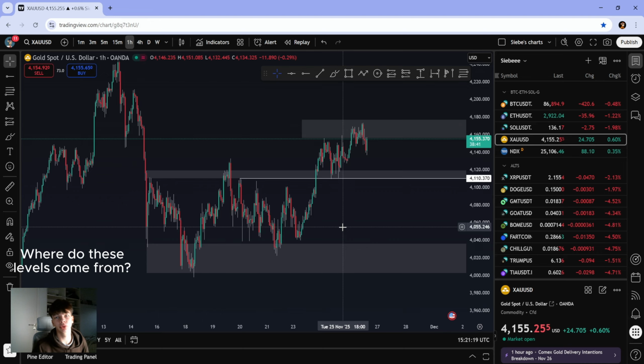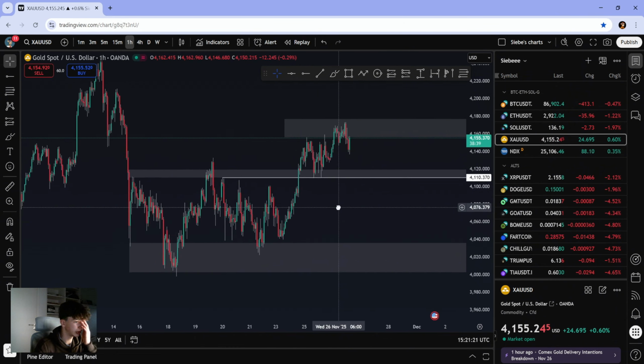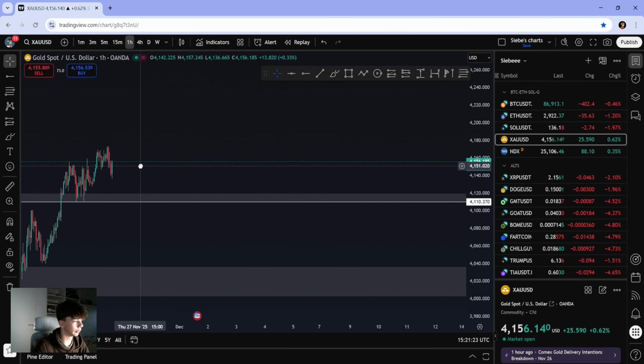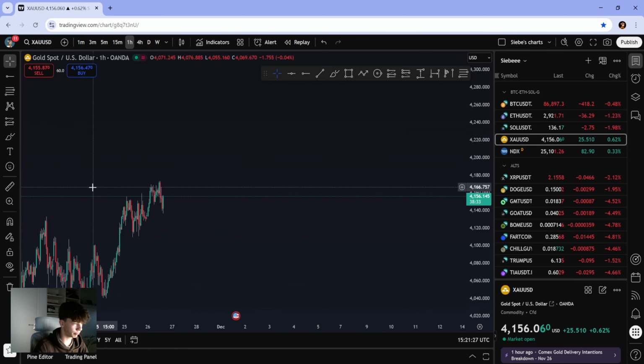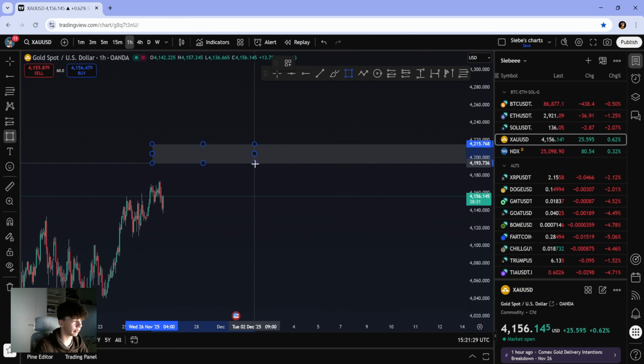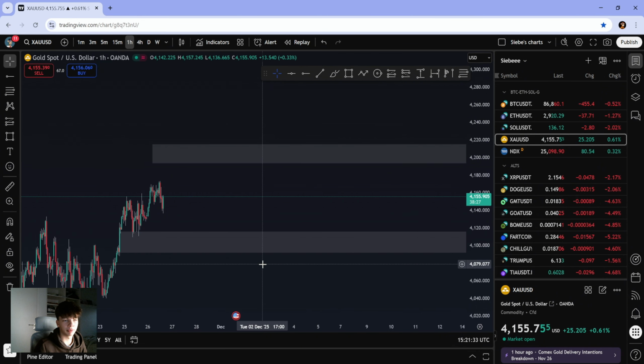Now the second thing is, where do these levels come from? Of course, if we look at this, let me remove everything for a second, we can't just look at this piece of price action and say, of course, here will be resistance and support will be this. You can't say that because we don't know. There's no data here. Of course, you see price bounce off this, so maybe you can already say that this is support.